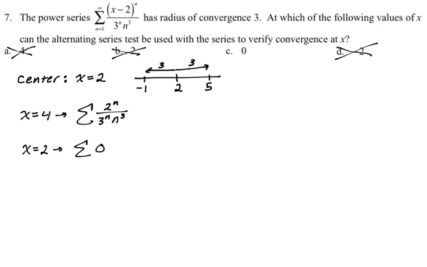And that means that the answer must be just this. If we did sub in x equals 0, we would get the sum of (-2) to the n over 3 to the n, and then n factorial. That definitely alternates, and so we could use the alternating series test on it. So that would have been our answer if we had tested it, which I guess we did. But on the actual exam, I would have circled 0 and moved on a long time ago.